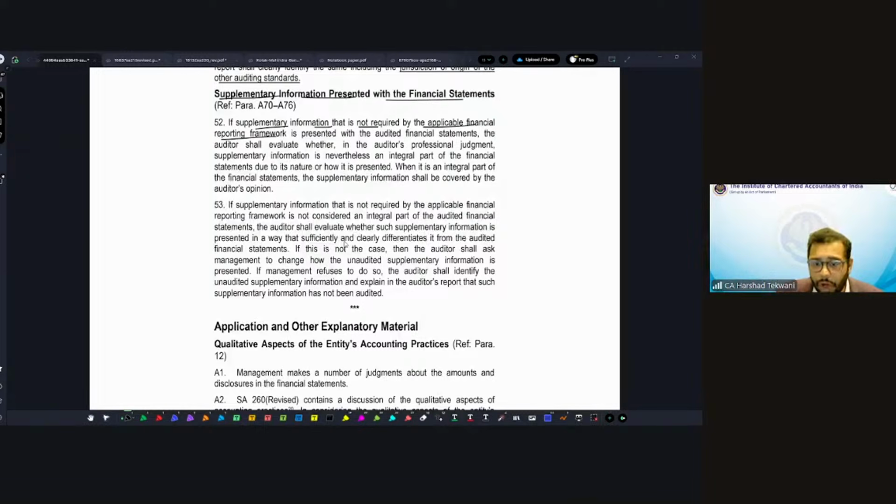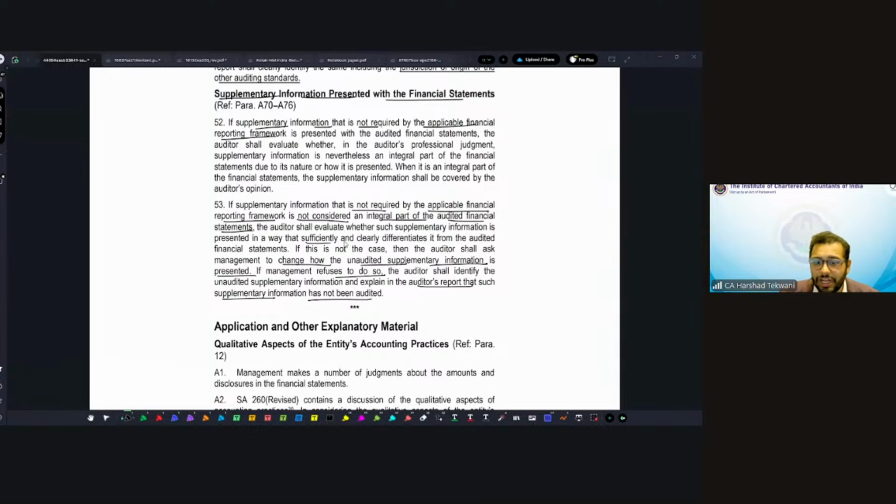If it is not required by the applicable financial reporting framework and not considered an integral part of the audited financial statements, then ask management to change how the unaudited supplementary information is presented. Take it somewhere else. If they refuse to do so, in that case you can specify in your auditor's report that such supplementary information is not audited.